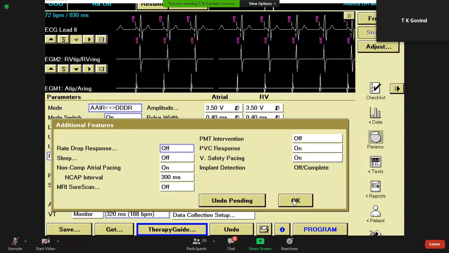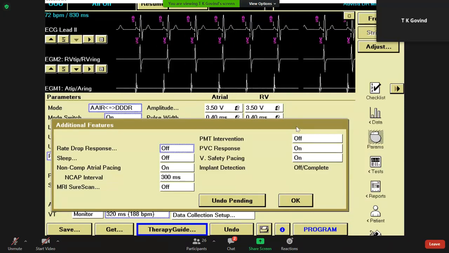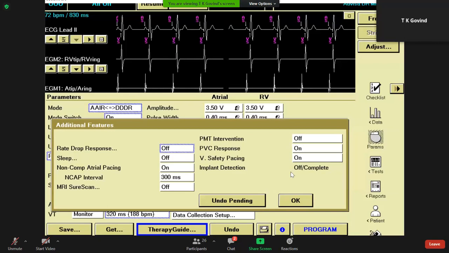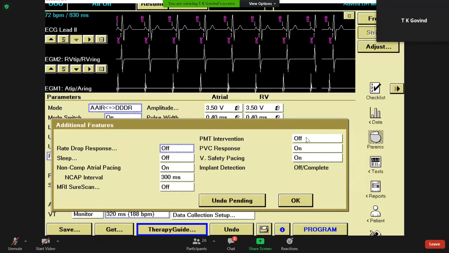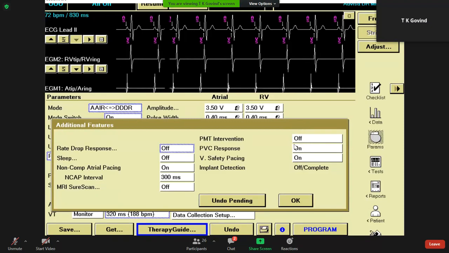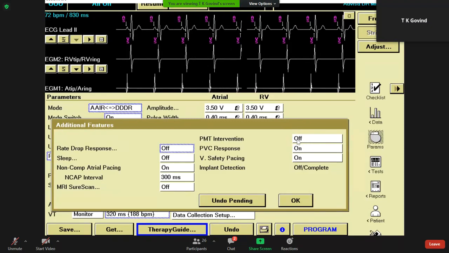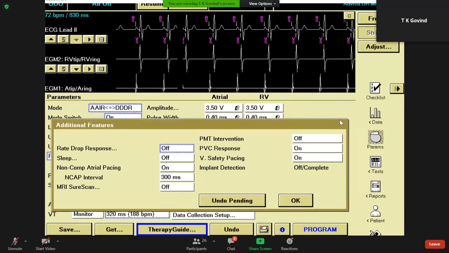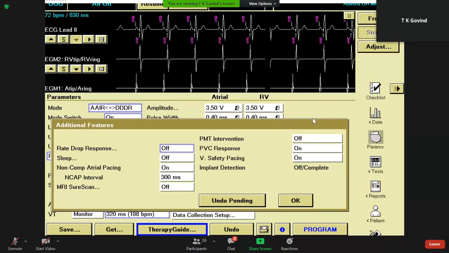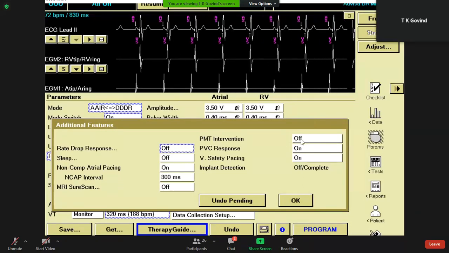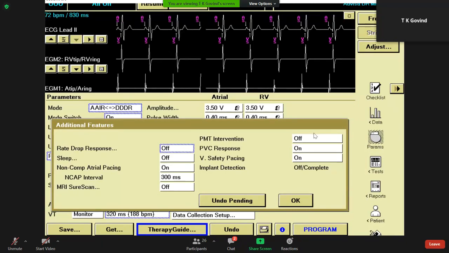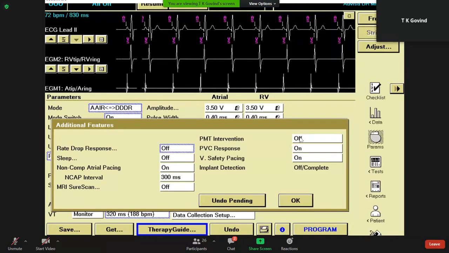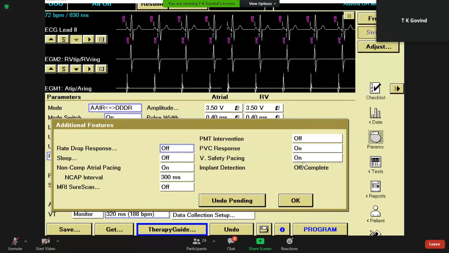But in the current pacemakers, PMT confirmation has also been brought in. Such a pacemaker is available in Bangladesh, I know. So there you can switch it on. What it will do is, if it recognizes a PMT, then for 3 beats it will reduce the AV interval and see if the VA conduction time remains constant. If the VA conduction time remains constant, it is a PMT, and it will intervene. If the VA conduction time changes after reducing the AV interval, then it will say it is not a PMT and it will not intervene. So in that new pacemaker, that feature is now available.